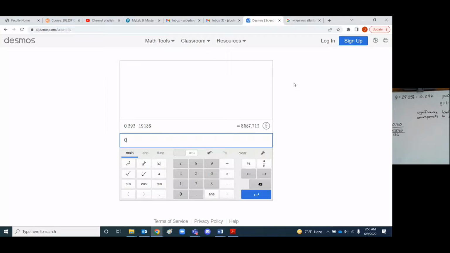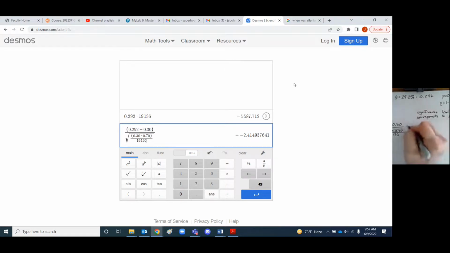Here we go. We've got 0.292, put this in parentheses, 0.292 minus 0.30, divided by the square root of 0.30 times 0.70 over 19,136. And there we go. We get a negative 2.414. We'll just round that to negative 2.41.